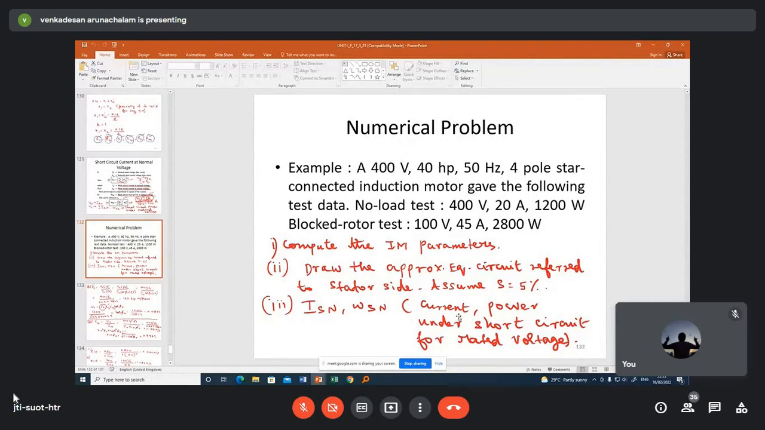So last class we have seen the no load and blocked rotor test.